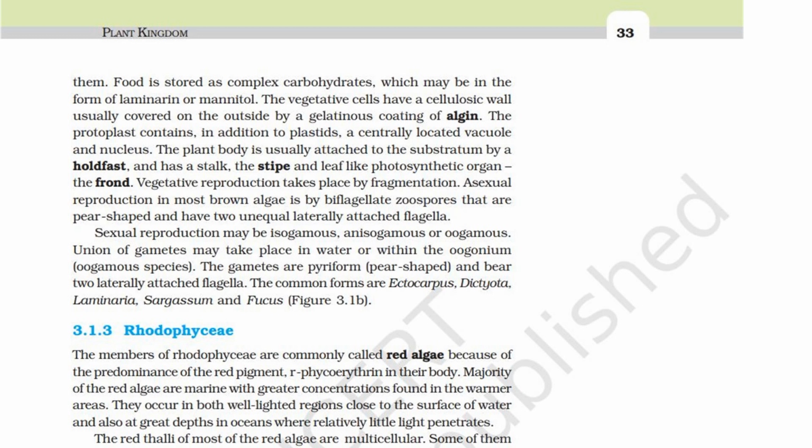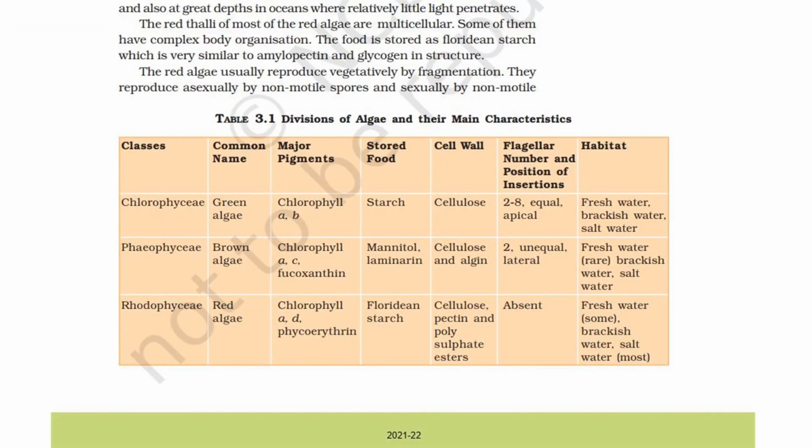Rhodophyceae. The members of Rhodophyceae are commonly called red algae because of the predominance of the red pigment, r-phycoerythrin, in their body. The majority of the red algae are marine, with greater concentrations found in the warmer areas. They occur in both well-lighted regions close to the surface of water and also at great depths in oceans where relatively little light penetrates. The red thalli of most of the red algae are multicellular. Some of them have complex body organization.